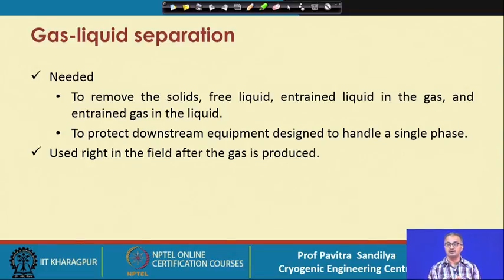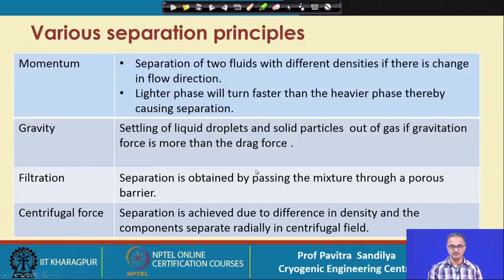coming out from the earth, may also be trapping many liquids, many hydrocarbons with it in different liquid phases, and some solids are also there. So we need to only take out the gaseous stream and not the other phases like solids or liquids. And this is used right after the gas is produced from the gas field.